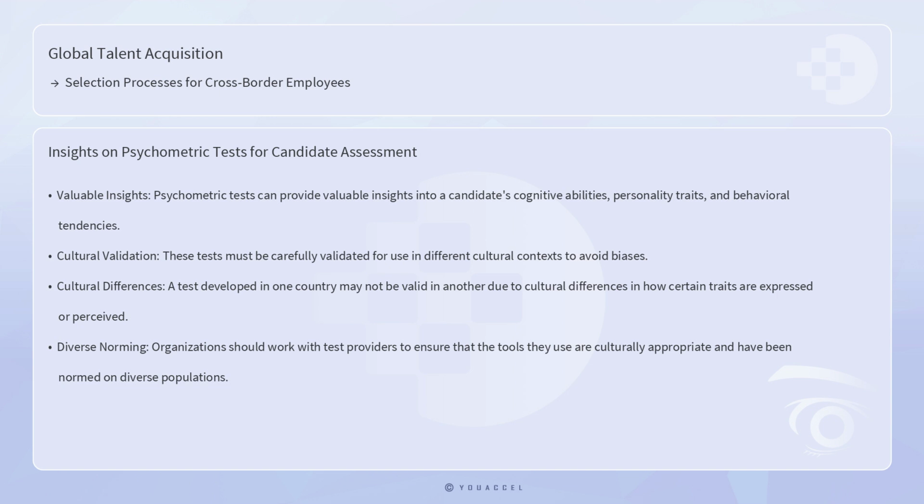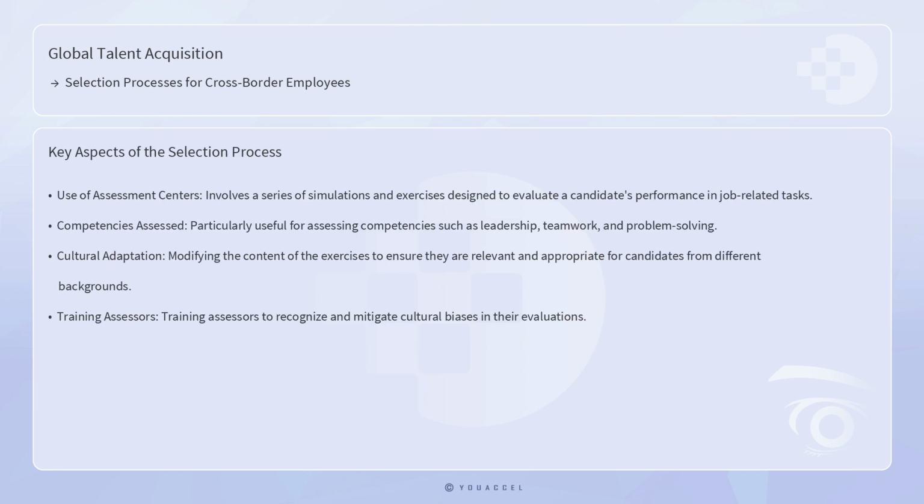In addition to interviews, psychometric tests can provide valuable insights into a candidate's cognitive abilities, personality traits, and behavioral tendencies. However, these tests must be carefully validated for use in different cultural contexts to avoid biases. For example, a test developed in one country may not be valid in another due to cultural differences in how certain traits are expressed or perceived. Therefore, organizations should work with test providers to ensure that the tools they use are culturally appropriate and have been normed on diverse populations.